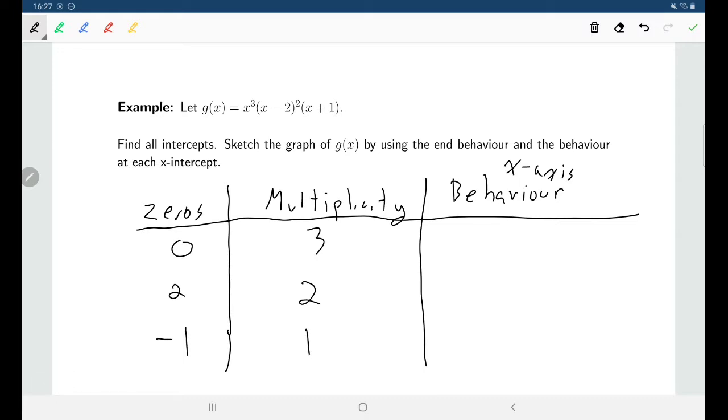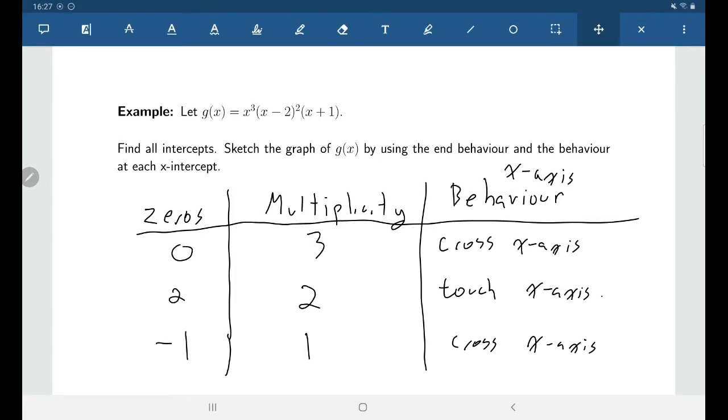And remember that when the multiplicity is odd, we'll be crossing the x-axis, and where the multiplicity is even, that's where we'll be touching the x-axis.